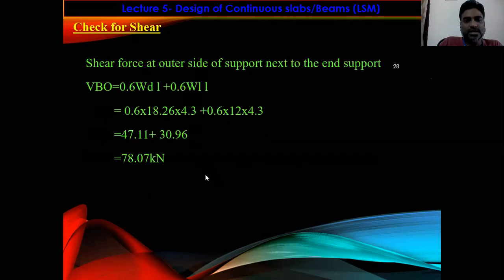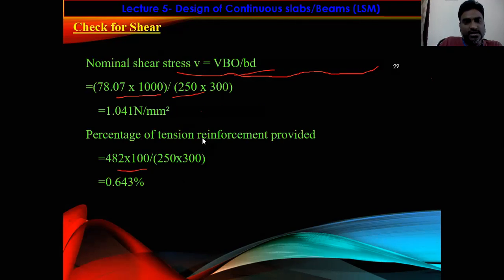And similarly, you need to calculate the shear reinforcement at the outer side of the support next to the end support. For this, you need to calculate the shear force at the outer side of the support next to the end support, that is 0.6 WB plus 0.6 WB. From this, the shear force is 78.07 kN. And then again, the nominal shear stress is Vu by bd, right?